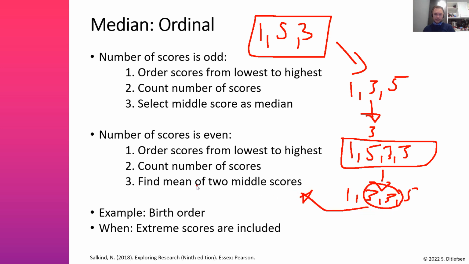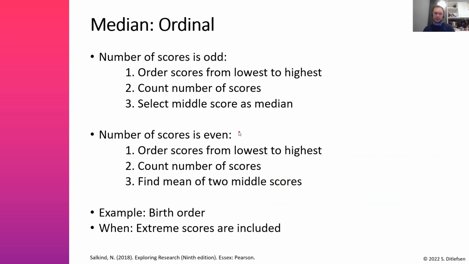And we find the mean. The mean is 3 plus 3 divided by 2. So this is 6 divided by 2. That is 3. So 3 is the middle. So if you have odd, you need to follow this procedure. If you're even, you need to follow the other one.